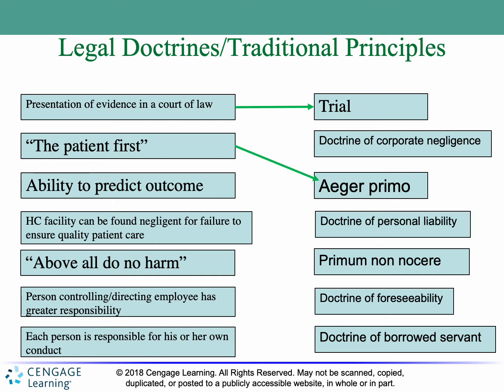What about the ability to predict an outcome? The ability to predict an outcome. That is a doctrine. It's the doctrine of foreseeability. We can predict what the outcome is going to be. Which phrase on the right means the healthcare facility can be found negligent for failure to ensure quality patient care? The healthcare facility. That would be the doctrine of corporate negligence.